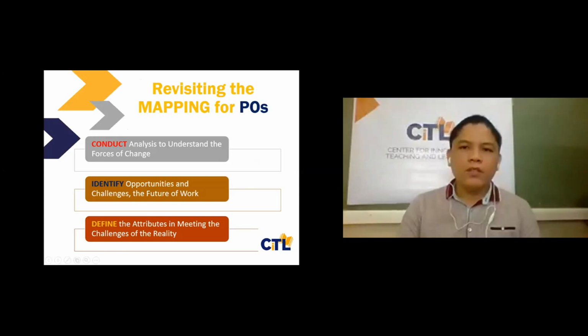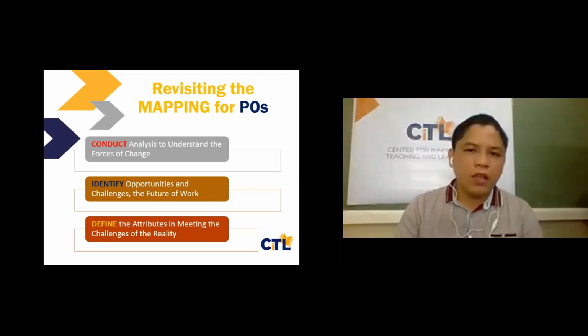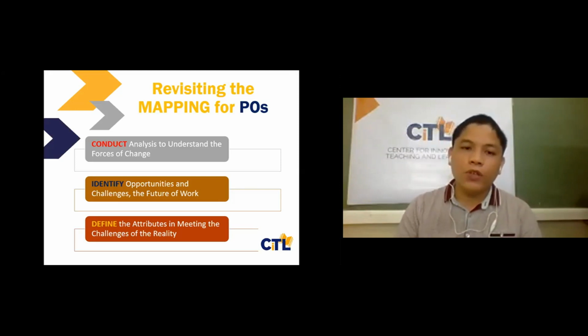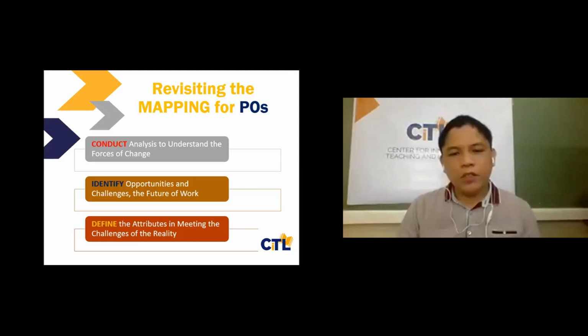Okay, so just a quick revisit. We revisit our mapping, especially as we crafted our PO, so program outcomes. We conduct analysis to understand the forces of change. Then we identify opportunities in the next 4 years, in the next 5 years. If we are in the sciences, in chemistry, what would be the work in the field of chemistry in the next 4 years? In mathematics, in education, what would be the future of education? What are the opportunities and attributes in meeting the challenges of reality? So what should be the skills and attributes of the students to meet these challenges and opportunities of the future work of our students?